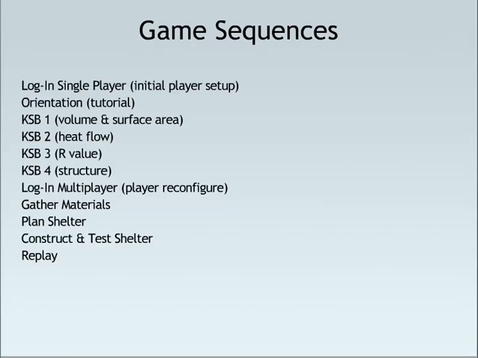Heat flow is new instruction, and they're going to learn about the heat flow formula and where each of the variables in the formula is derived from, and do activities that pertain to those. Then in the R value activity, KSB3, they learn about insulators and thermal conductivity as it's applied to R value. They end with the structural activity where they learn about strength of materials and bracing, which gives them an opportunity to do some experimenting.